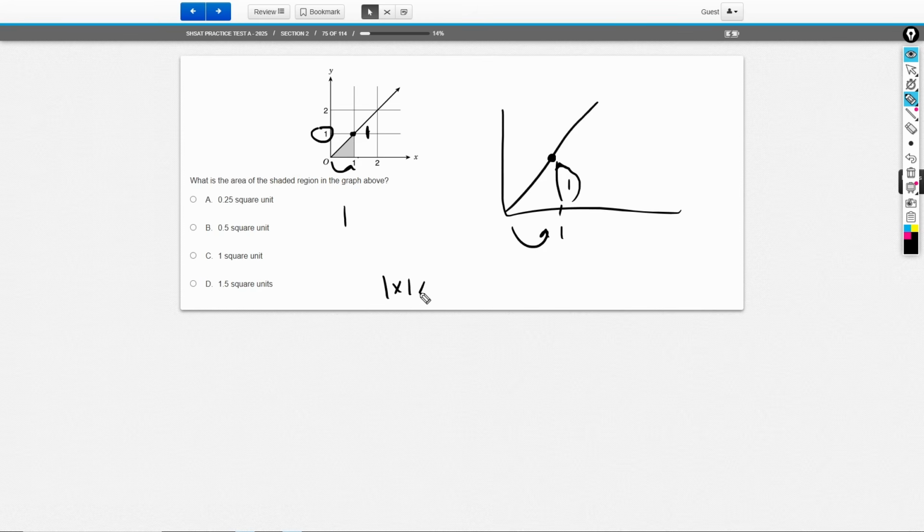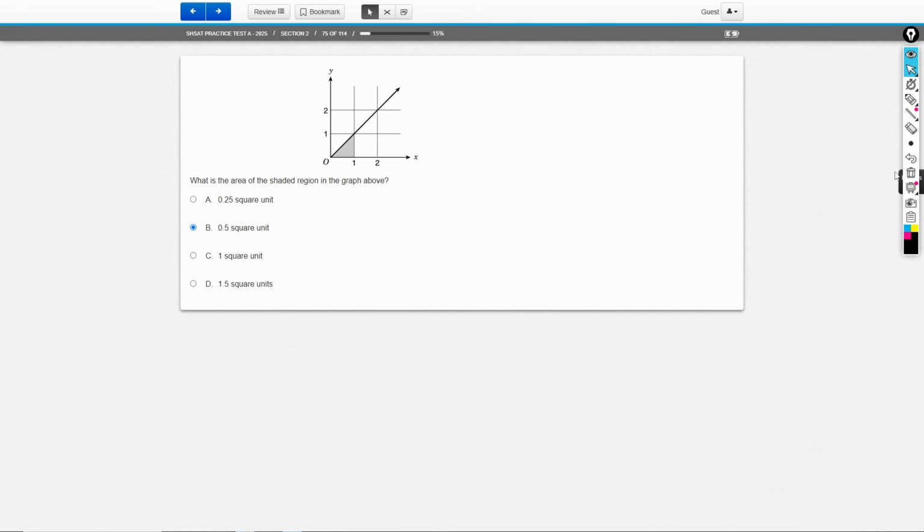So 1 times 1 times 1/2 is equal to, well, 1 times 1 is 1, 1 times 1/2 is 1/2. So that's 0.5 square unit as our answer, okay? Remember, the area of a triangle is 1/2 BH. So B is the base and H is the height. We found both of them to be 1.